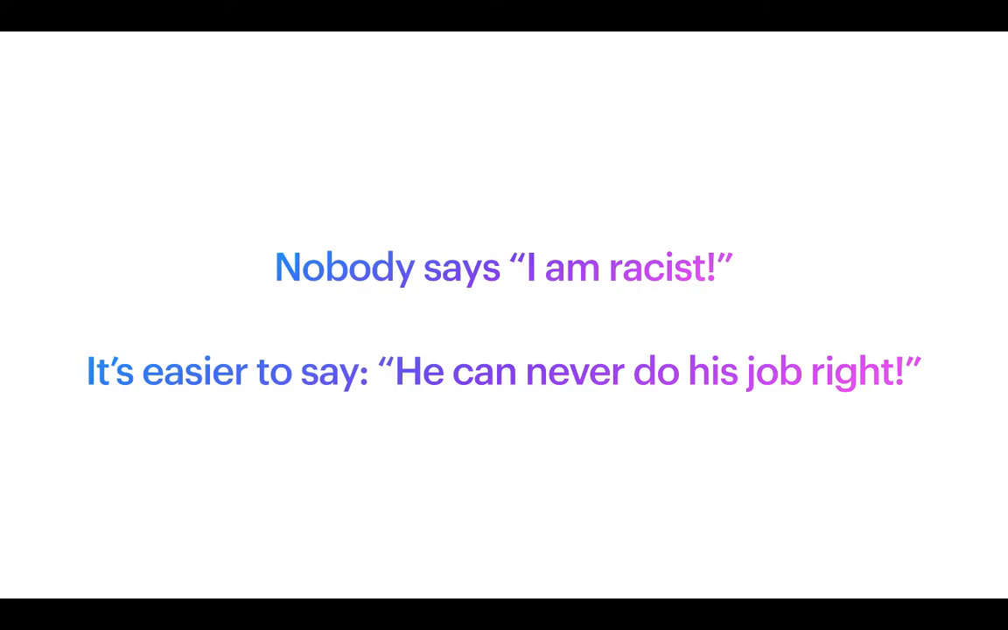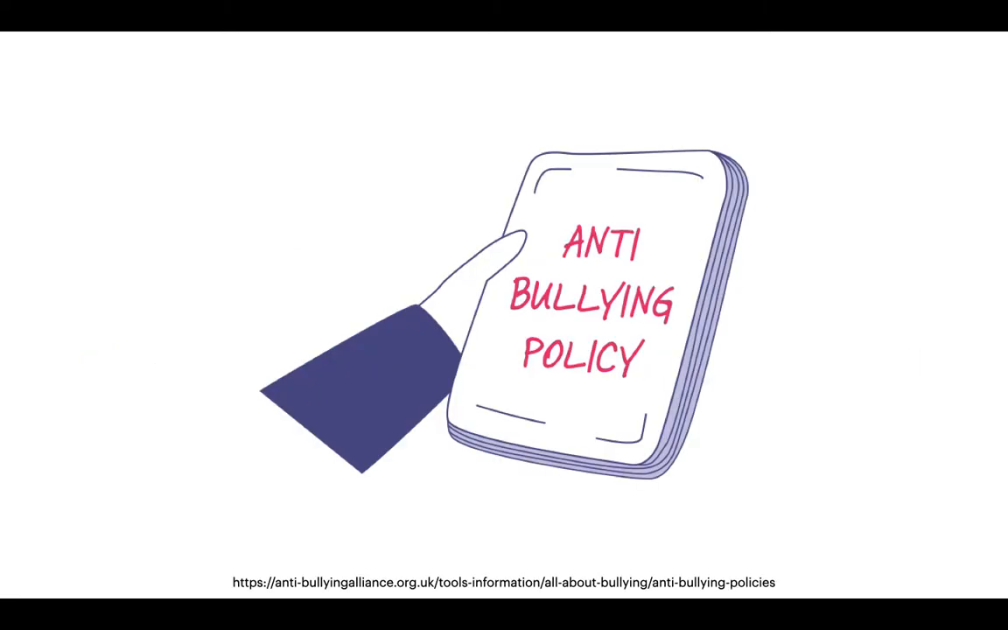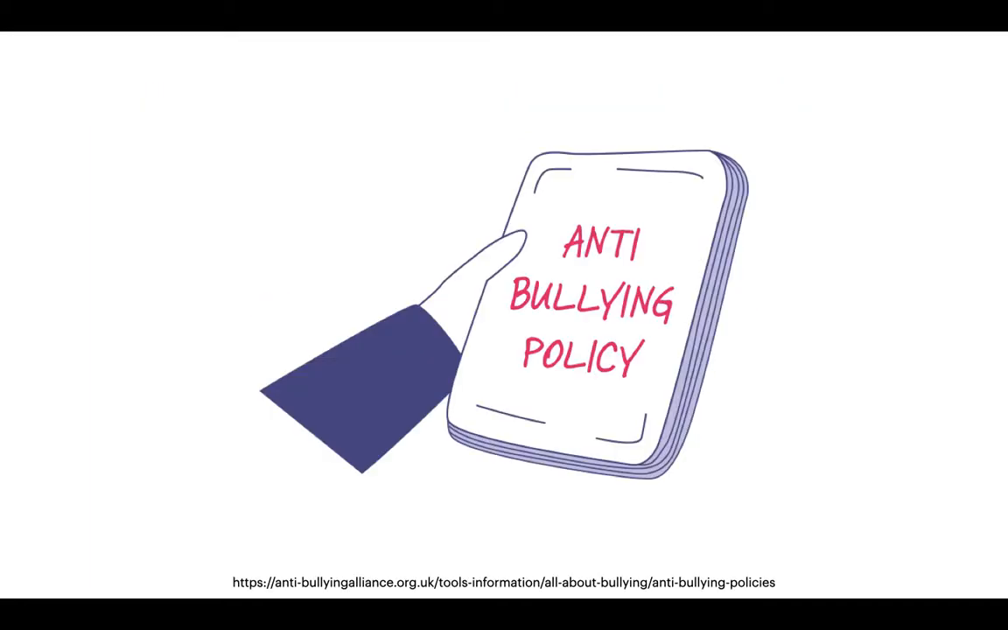For example, nobody says, I'm racist, but it's a lot easier to say, he can never do his job right. But behind that statement is a racist or prejudiced behavior, right? People often have an anti-bullying policy in offices. You can usually find an anti-bullying policy of some kind in the company that you work for. There usually is, in most modern companies, some kind of policy to help people against bullying, right?